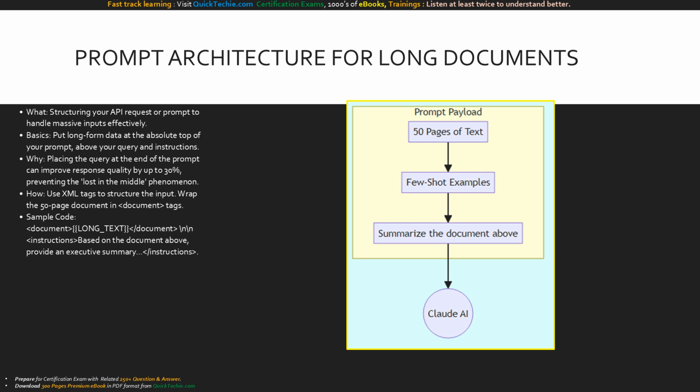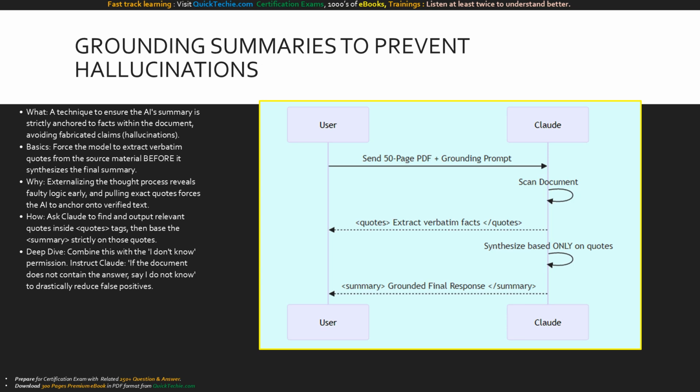Finally, anchoring the bottom of the payload, we have our explicit instructions. Claude reads top to bottom, so encountering the instructions last ensures they are perfectly fresh in its active memory before generating the summary. The biggest risk when summarizing large documents is hallucination, when the AI confidently invents information that isn't there. To conquer this, we use factual grounding.